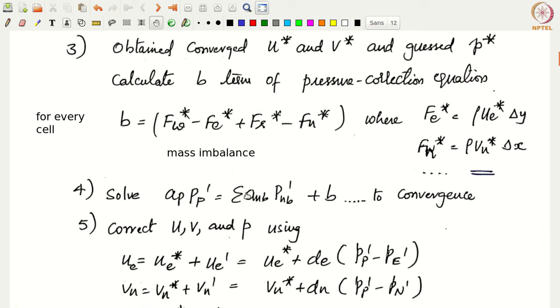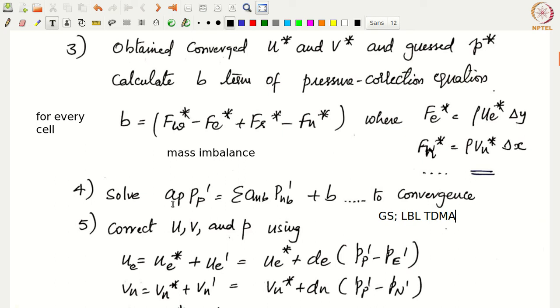Now, how do you solve this to convergence? Again, you have to use either Gauss-Seidel or line by line TDMA and converge this to some tolerance value. So once you are done with step 4, essentially what you get is a field for your pressure correction. P prime would be known everywhere in the domain.